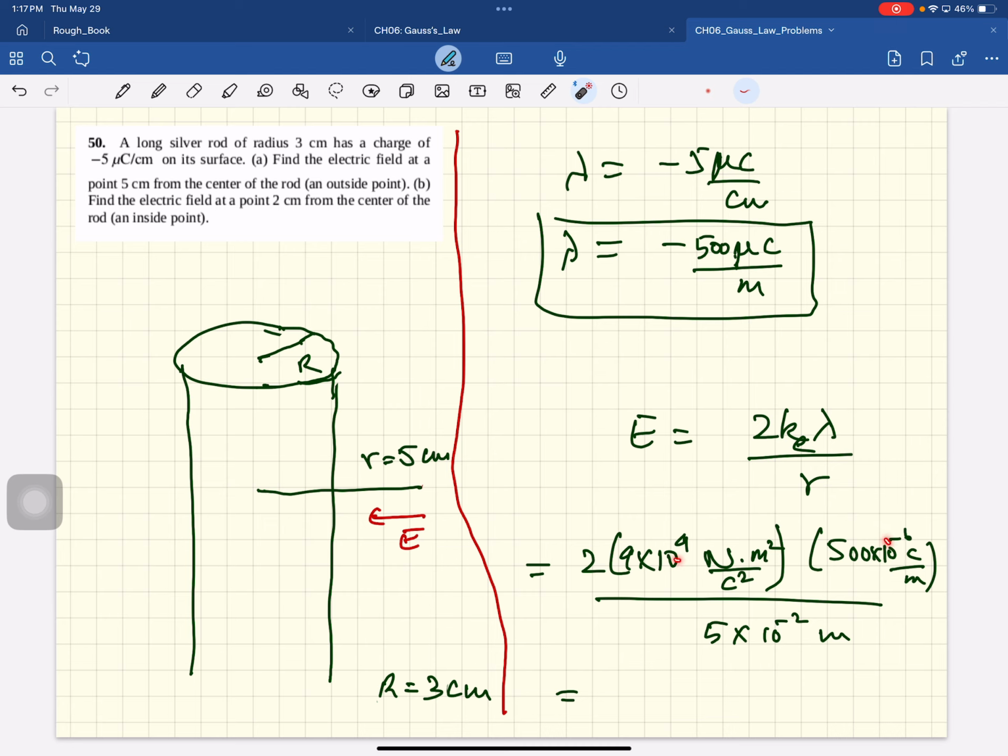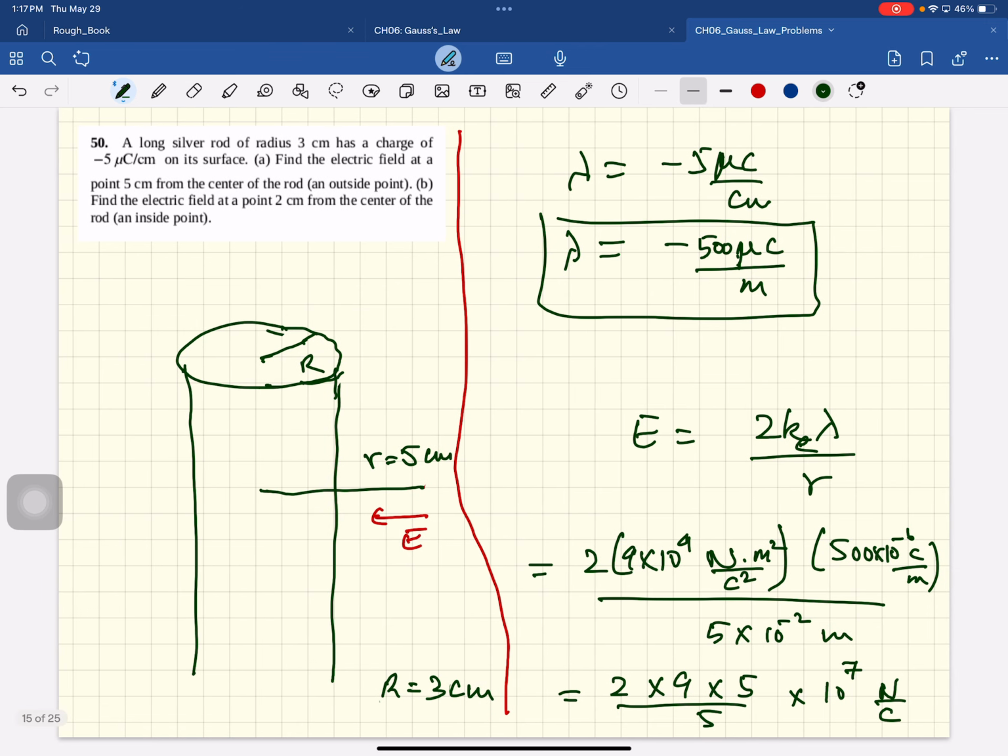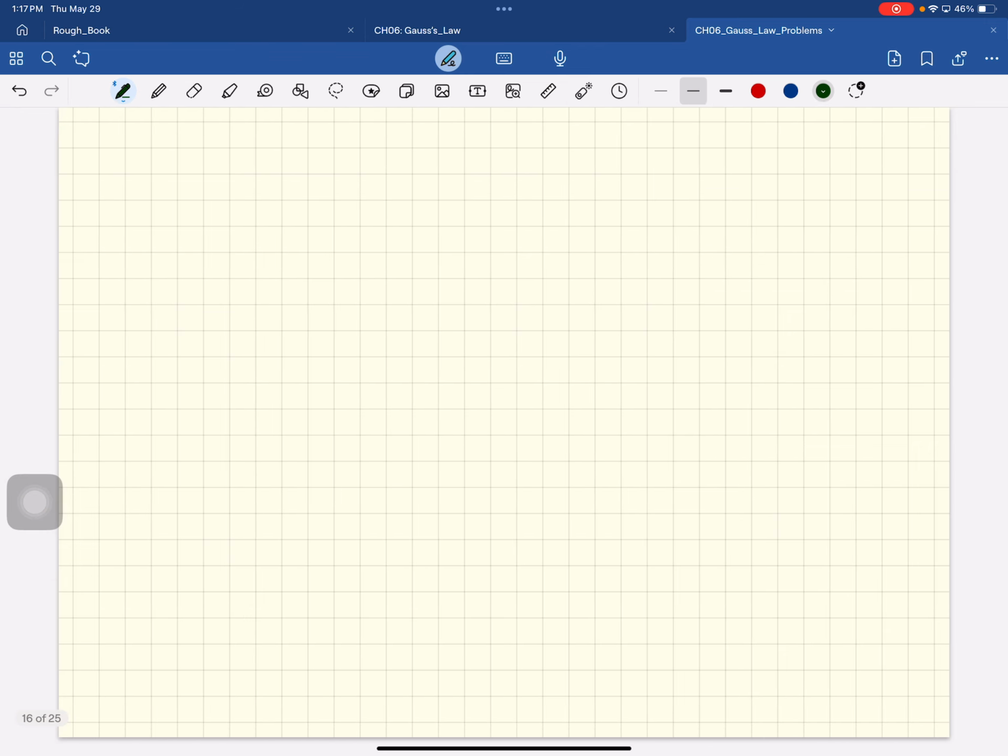All right, that's 10 to the 3, 10 to the 5, 10 to the 7. So 2 into 9 into 5 divided by 5 into 10 to the 7 Newton per Coulomb. 18. So the electric field is 180 into 10 to the 6 Newton per Coulomb.